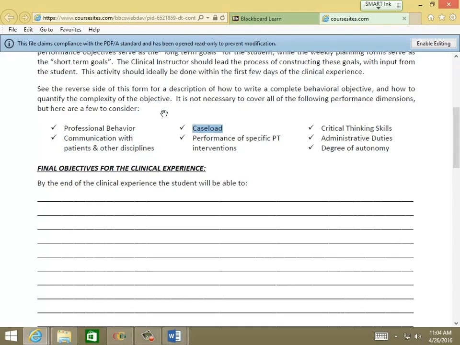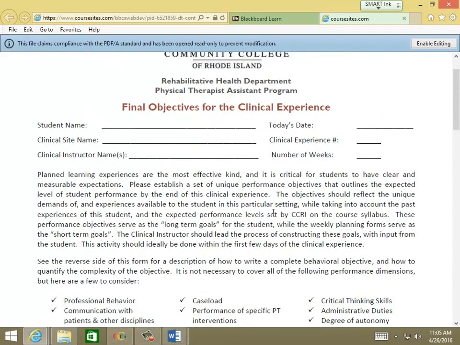Any other specific interventions that might be specialized to your facility, the degree of autonomy that you would expect to see the student functioning with in your particular setting, and that takes into account, of course, the complexity of your patients. Administrative duties in terms of billing, documentation, communication with patients and other disciplines, and whether the student might have the opportunity to report at rounds or have other interdisciplinary experiences. Goals for those types of things should be incorporated on the final objectives for the clinical experience form.